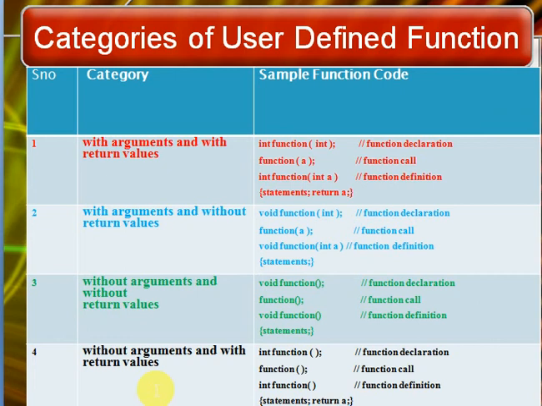The next category is without argument and with return value. So its return type, name of function, and the list of parameters is empty, meaning we are not passing arguments to this function. Its function declaration, its function call without argument, its function definition, that is return type, name of function, no arguments in this function. Since the integer return type is used here, the function will return a value, so you have to use a return statement within this function.